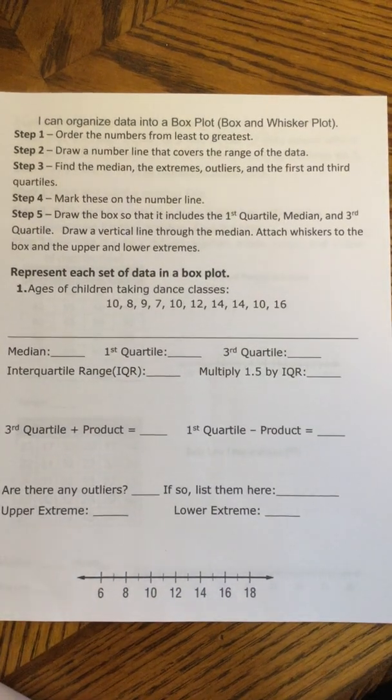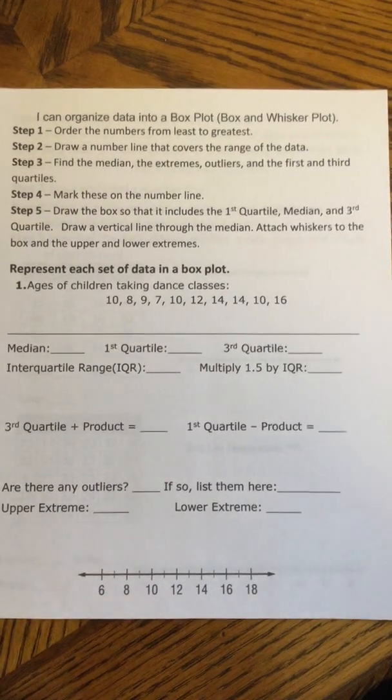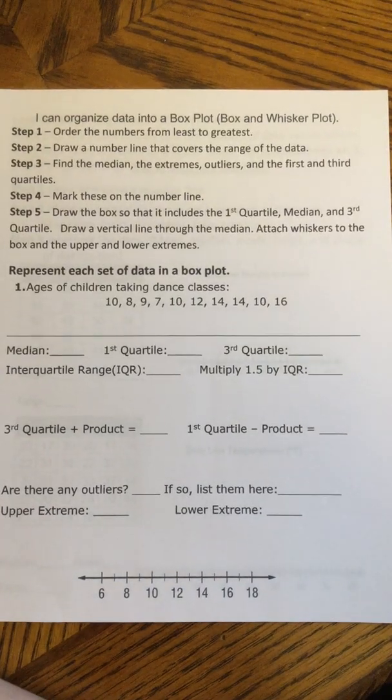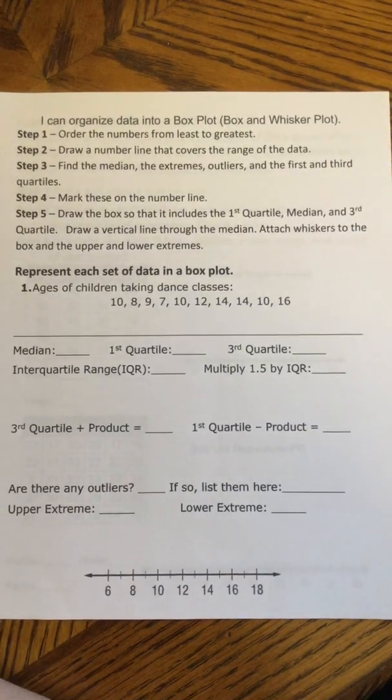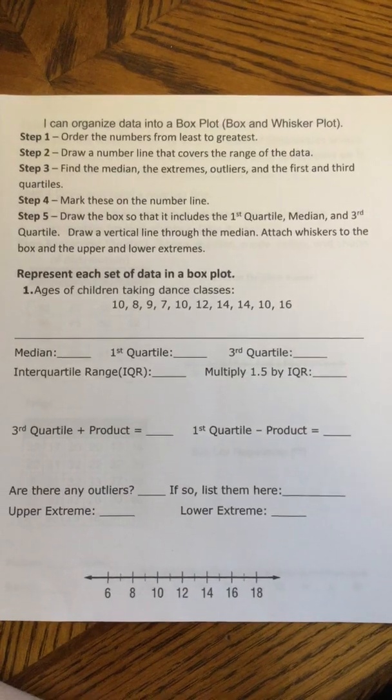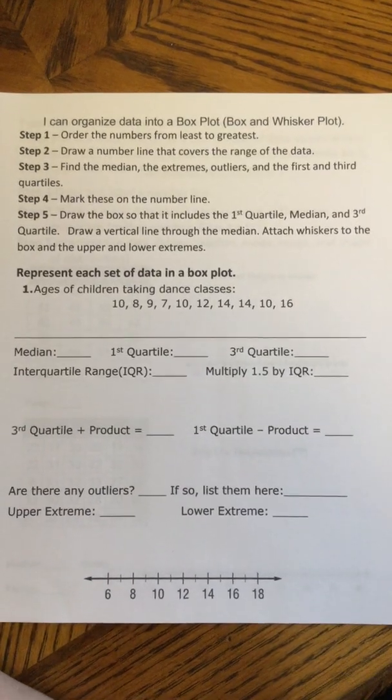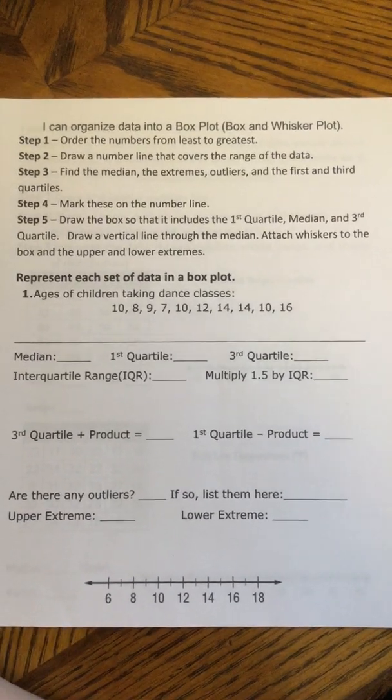Today we're going to work on box plots, otherwise known as box and whisker plots. So our I can statement is I can organize data into a box plot. Okay, so there are 5 steps. Step 1 is you order the numbers from least to greatest.